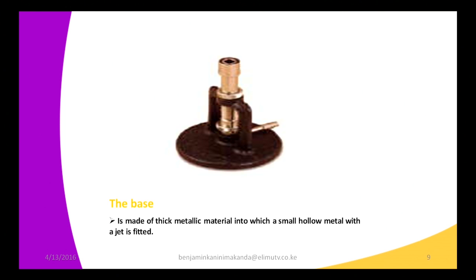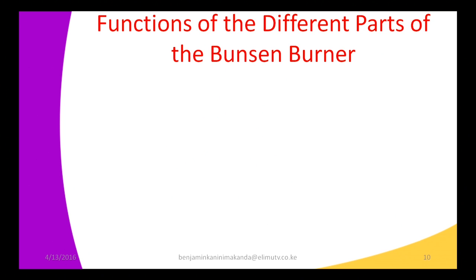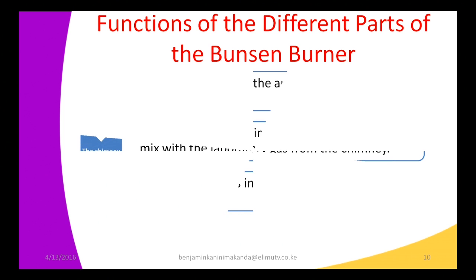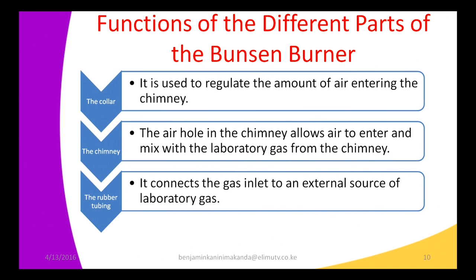So actually, the base of a Bunsen burner provides support to the Bunsen burner so that we have some kind of stability. So when the burner is burning, the burner does not topple easily. Now let's look at how these parts work in a Bunsen burner. So we have a summary of how these parts of the Bunsen burner work here.